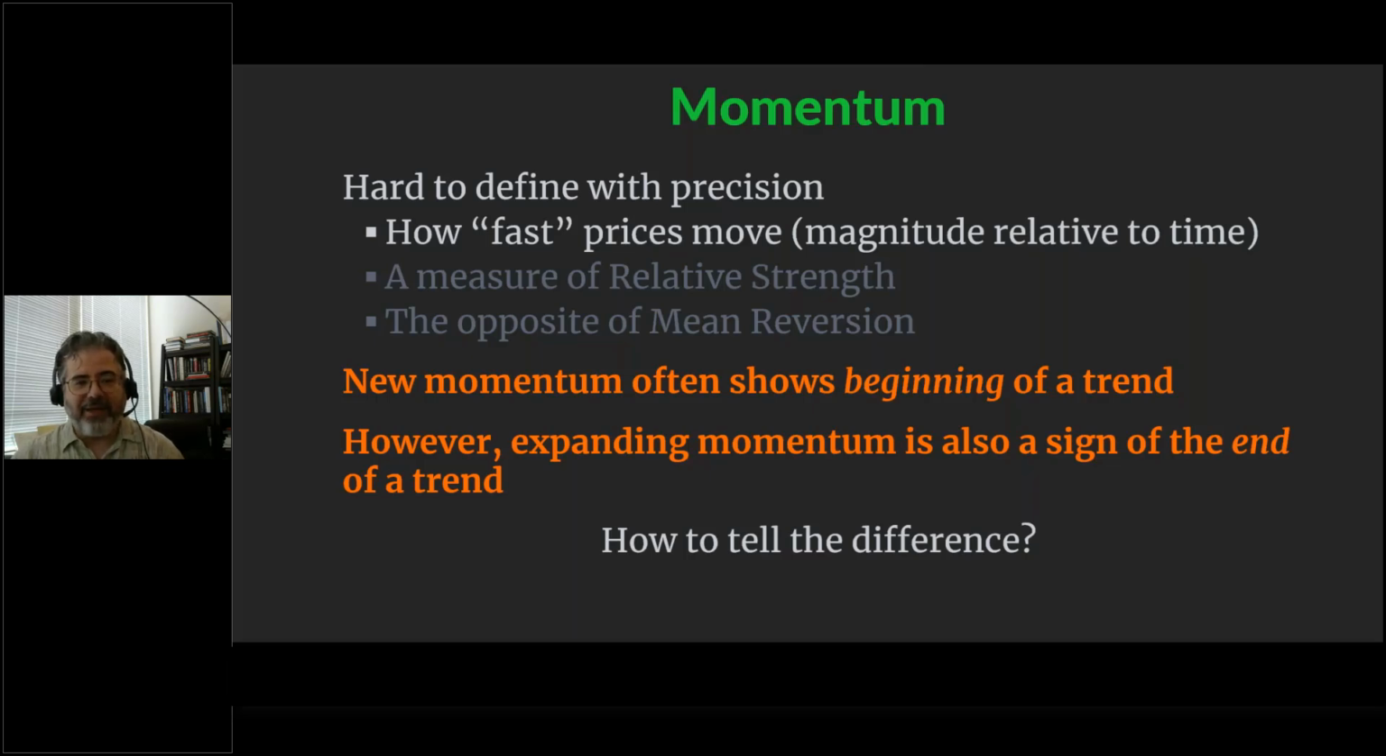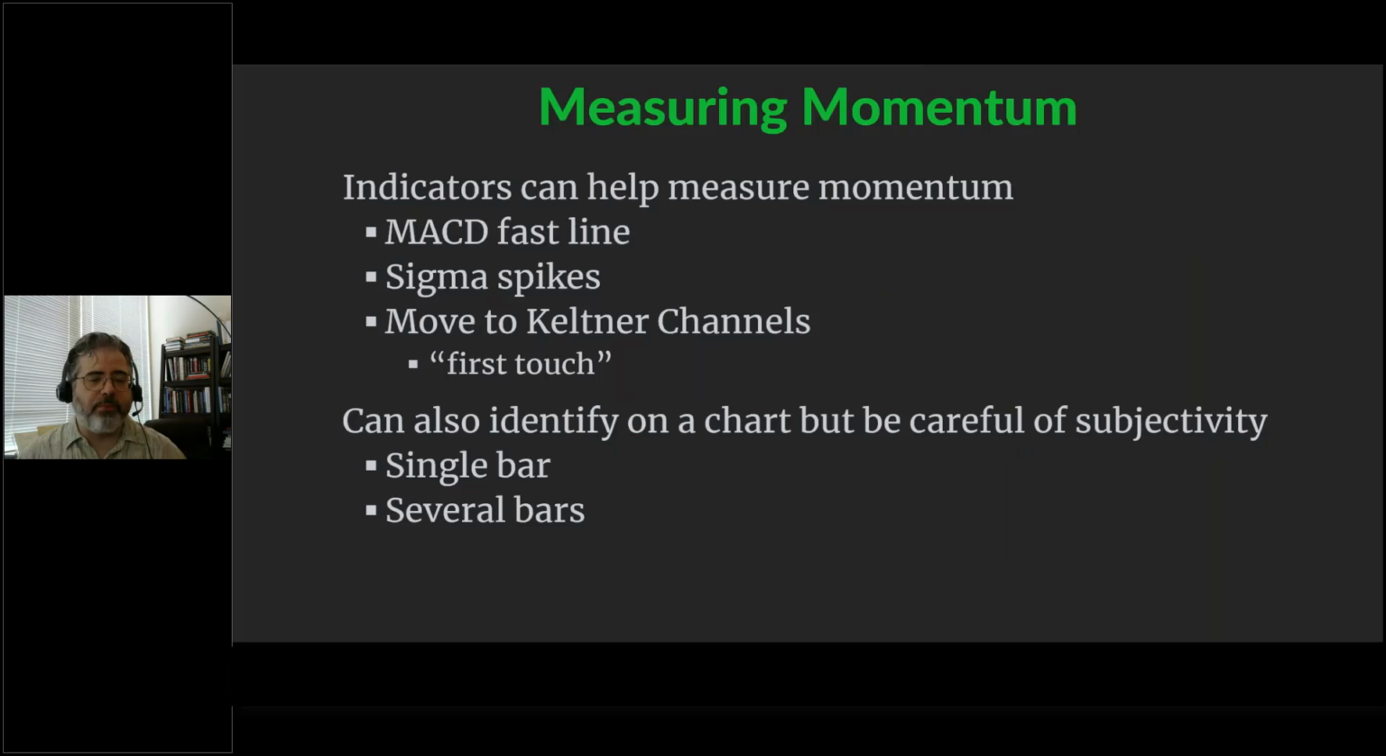And momentum, as I said, there are a lot of definitions of momentum, and the one that I'm using here is basically how fast the prices move. If you're looking at a chart, it's how vertical, up or down, is the move as opposed to sideways. All these other definitions that I've grayed out here are also appropriate. How do we measure momentum?